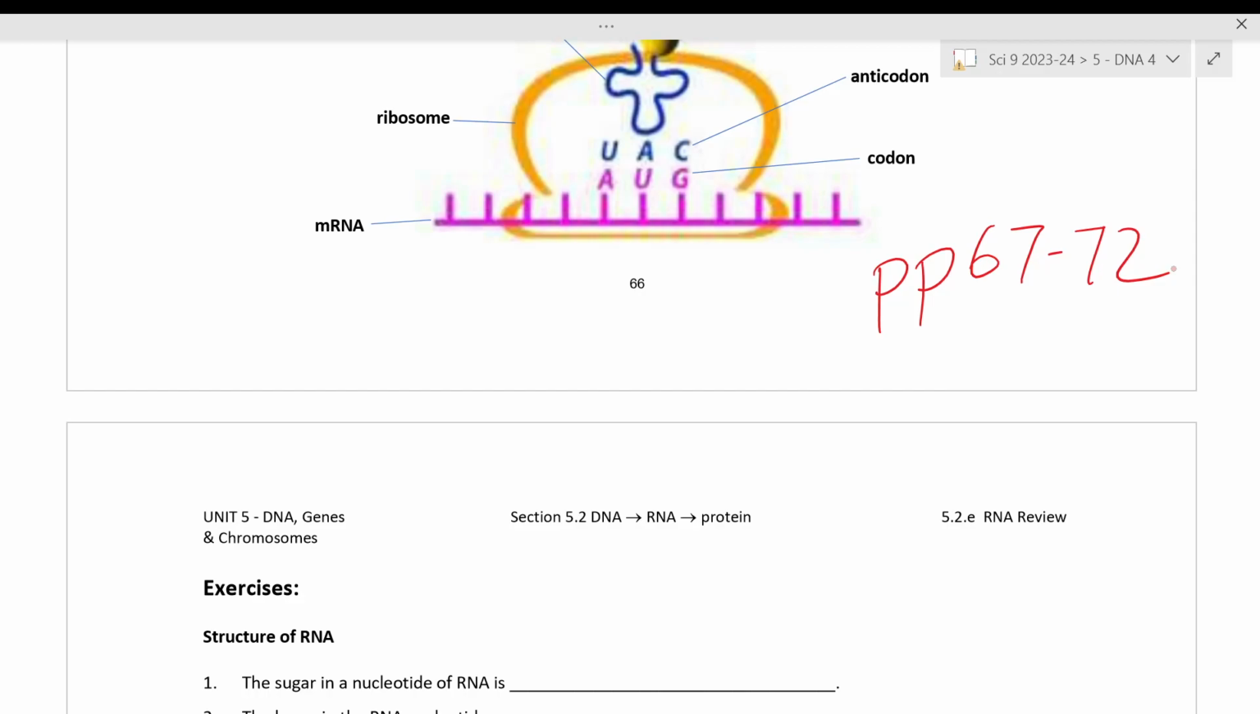Yeah, for sure. Enzymes, polymers, proteins.